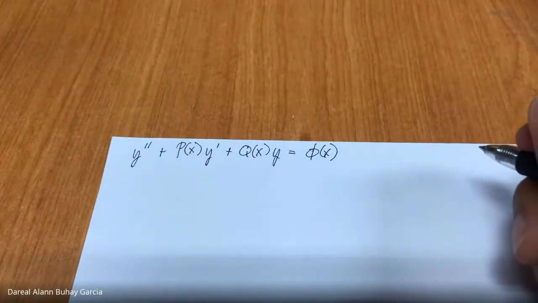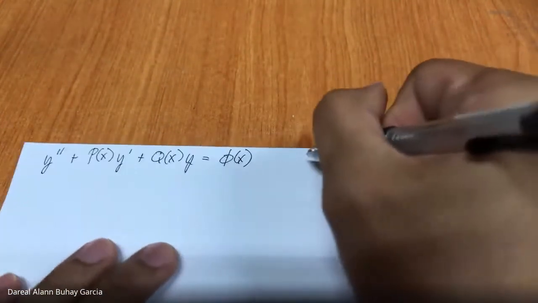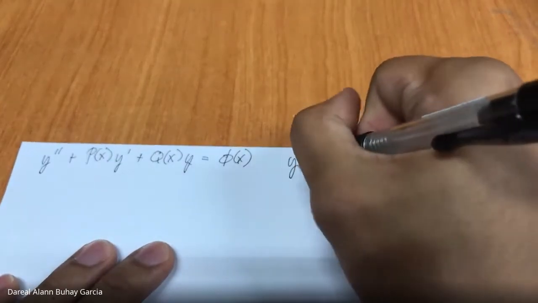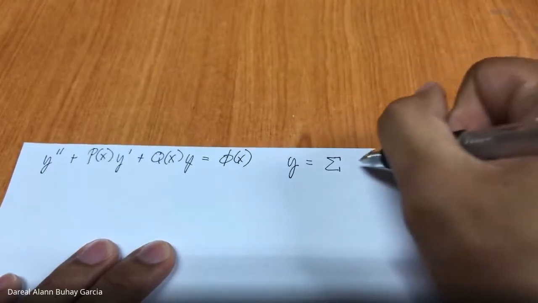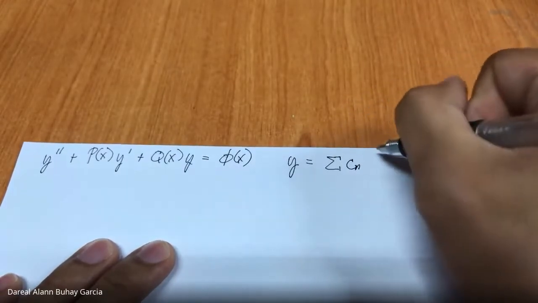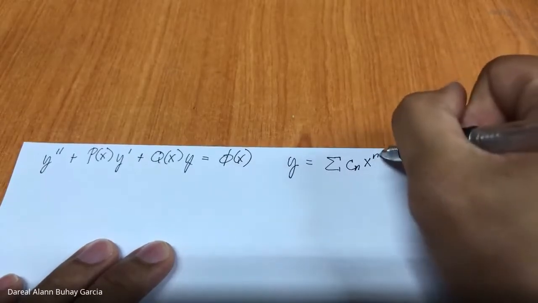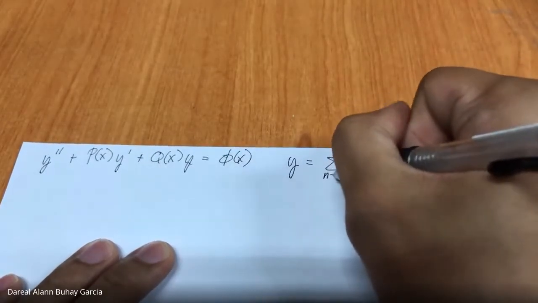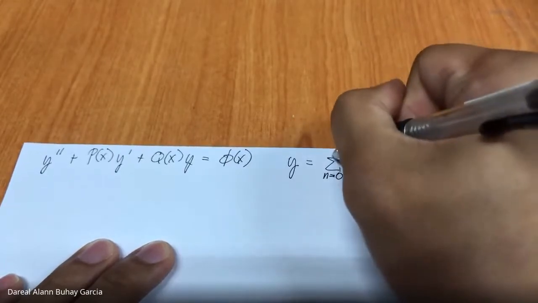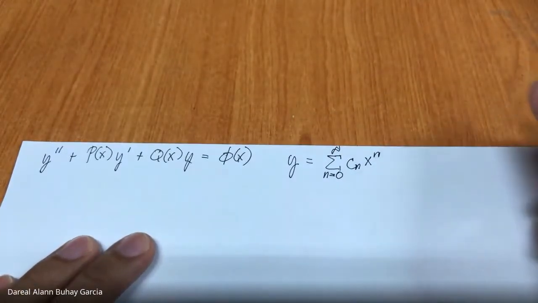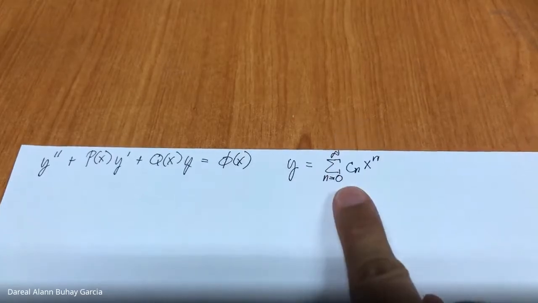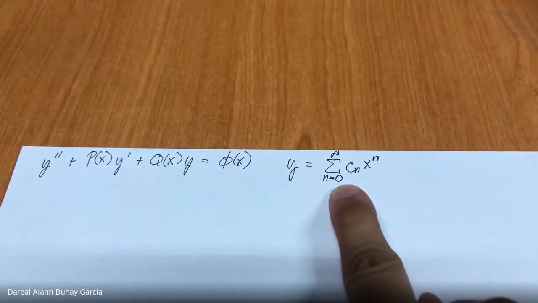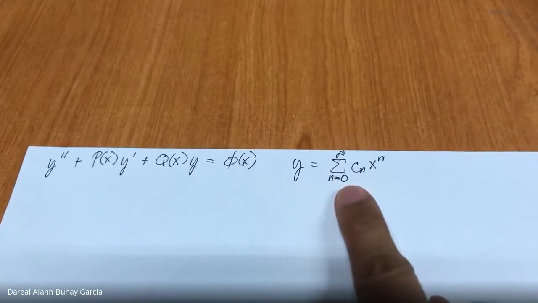We could assume that there is a solution of the form y is equal to the summation of c of n times x to the power of n, from n is equal to 0 to infinity. Okay? So this is the formula to memorize for us to perform power series solution. And then we derive to get y prime, and derive again to get y double prime.